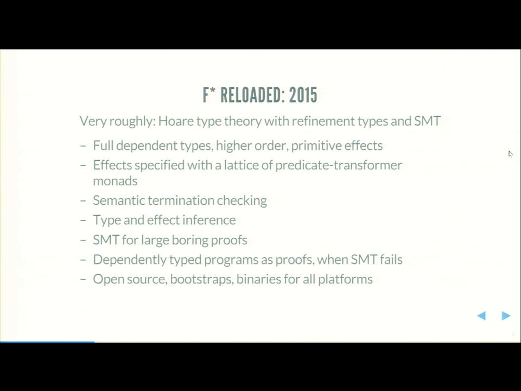We do type and effect inference. We have SMT solving in the back for large boring proofs, but SMT solvers are really only good for large boring proofs. For intricate proofs, SMT solvers can go off the deep end, and so we let you write dependently typed programs as proofs inside F-star, and you can use that as an alternative to SMT for more elaborate proofs. F-star is open source. It's written in F-star, so it bootstraps, and it bootstraps into OCaml and F#, and it's available on all platforms. We have binaries on all platforms, and we made a fresh release just yesterday, or maybe 2 days ago, so you can give it a go.